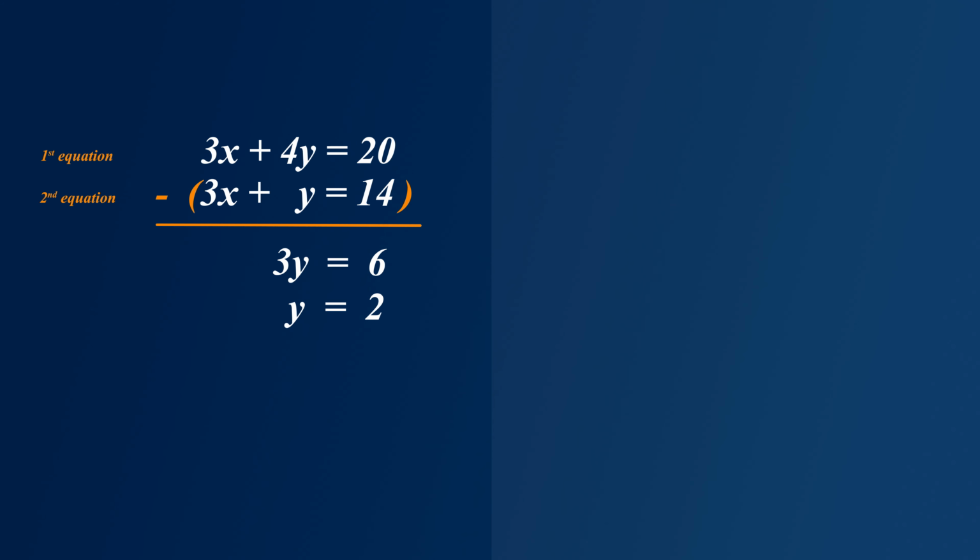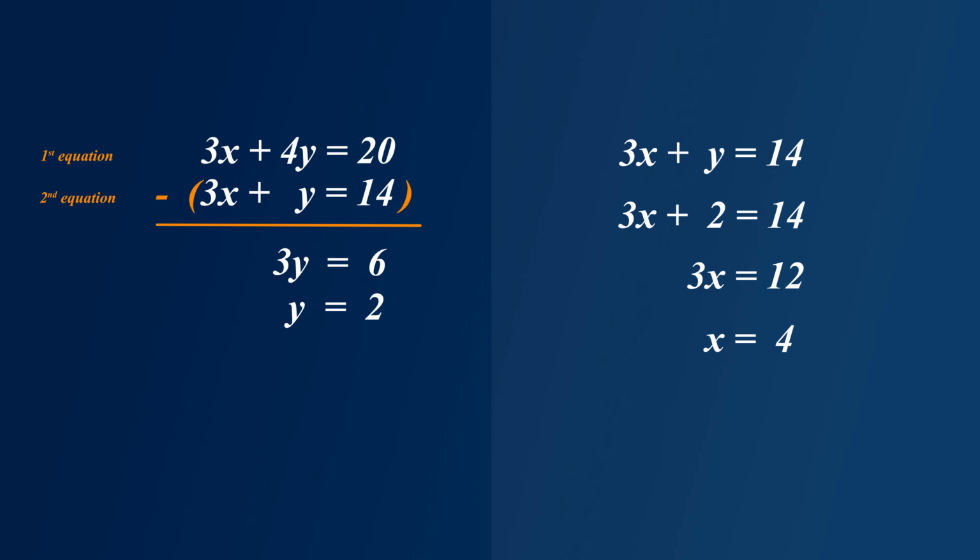Then we substitute y equals 2 back into one of the original equations. The second equation looks easier, so 3x plus y equals 14. That's 3x plus 2 equals 14. Subtract 2 from both sides, and 3x equals 12. If we divide by 3, x equals 4. So x equals 4 and y equals 2.